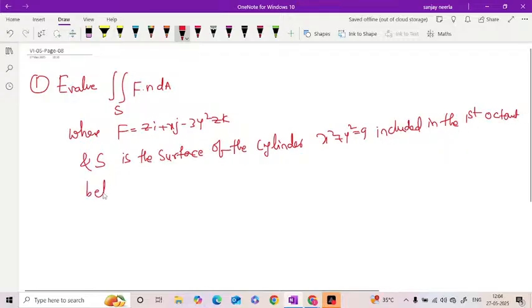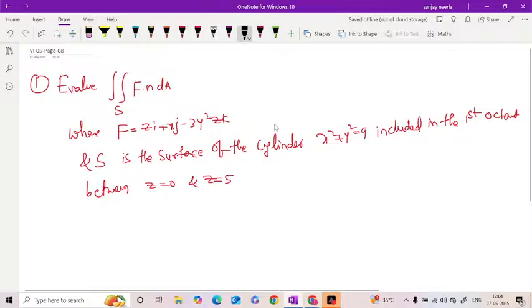Between z is equal to 0 to z is equal to 5. So it is the same as the previous problem. In the previous problem also they gave the z values 0 and 5 and a function of x and y. Here also the same. So this problem also you can solve in 2 ways, by taking the xz plane or by taking the yz plane. So we will solve this problem in 2 ways.